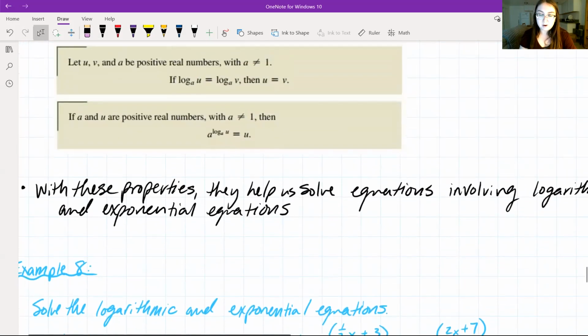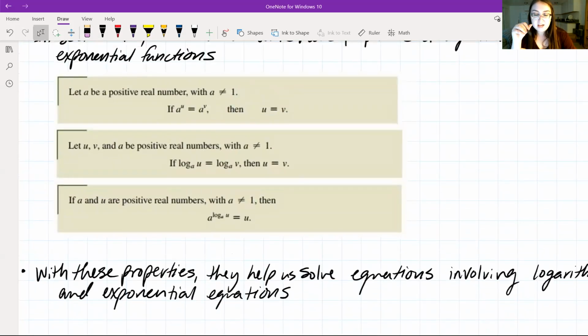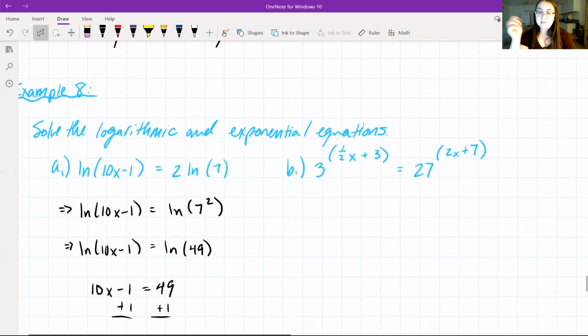Now, going back to look at our property, we know that if a to the power of u is equal to a to the power of v, then u is equal to v. But we see here we don't have the same base. But what we do have is that 27 is a multiple of 3, or in other words, 27 is the result of 3 with a certain exponent. And if we think about it, 3 to the power of 3 is equal to 27.